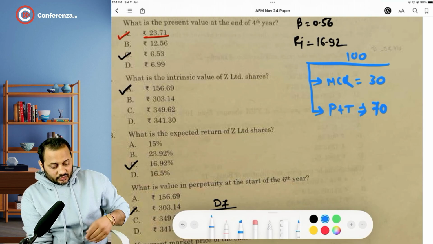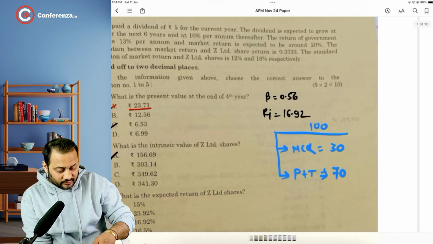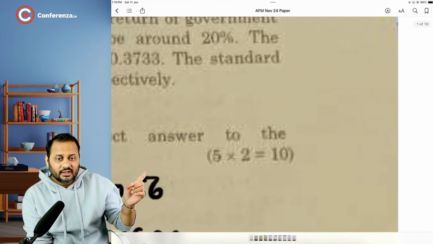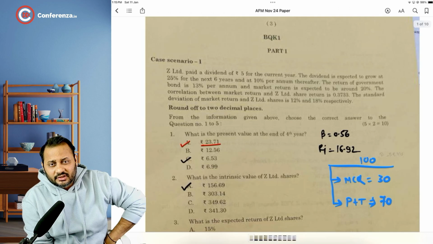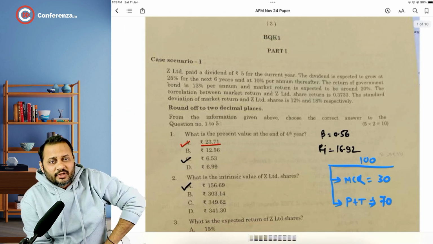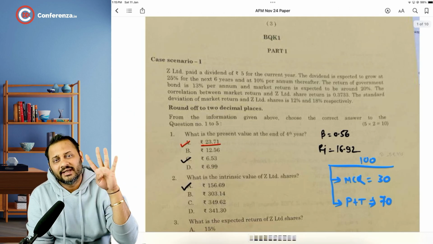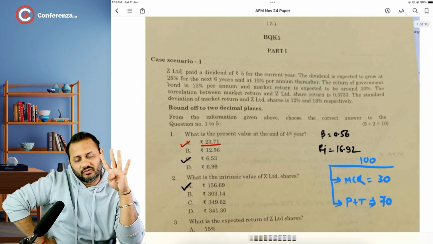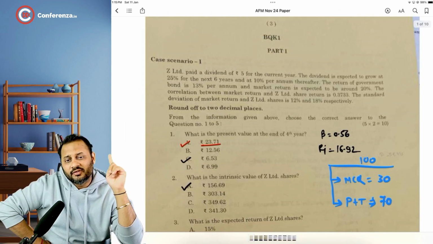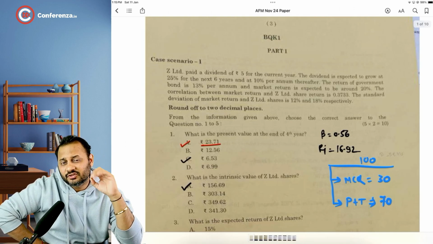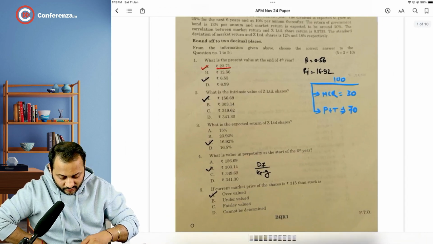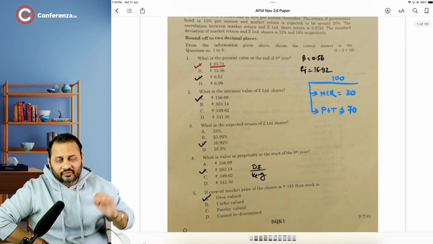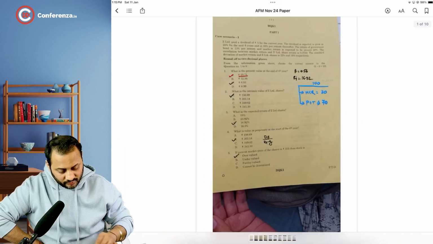Okay, so MCQs mostly will be like this. Case scenarios, there will be some case scenarios in the MCQ section. So I'm taking the November 2024 paper where 4 case scenarios were asked. The first case scenario had 5 questions of 2 marks each, 1, 2, 3, 4, 5, and each was of 2 marks.